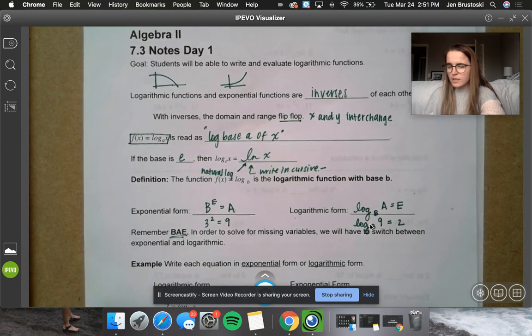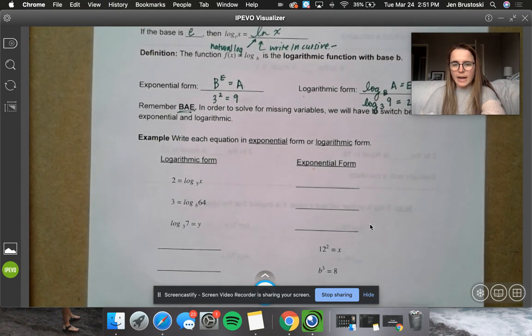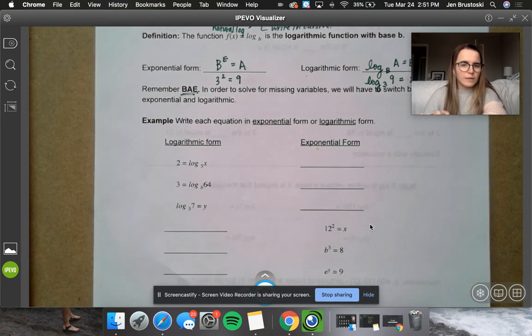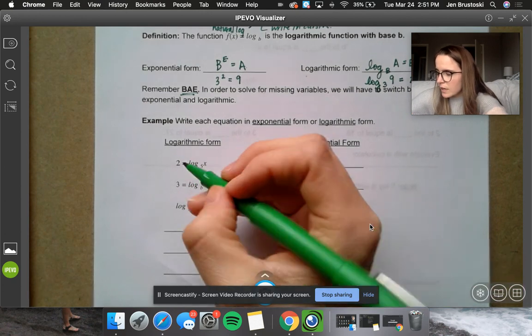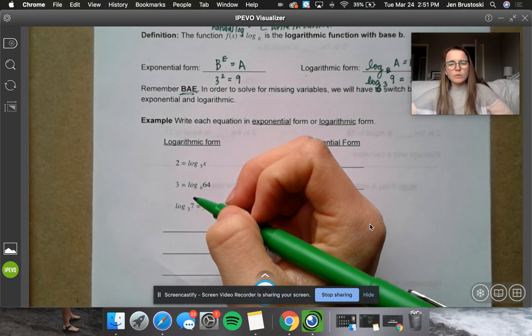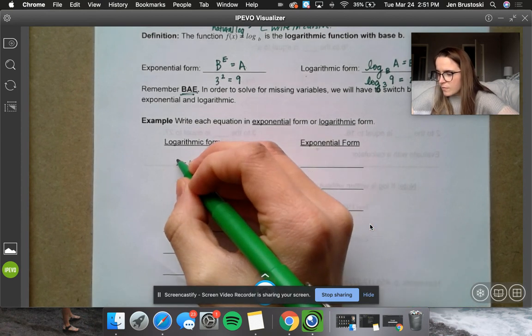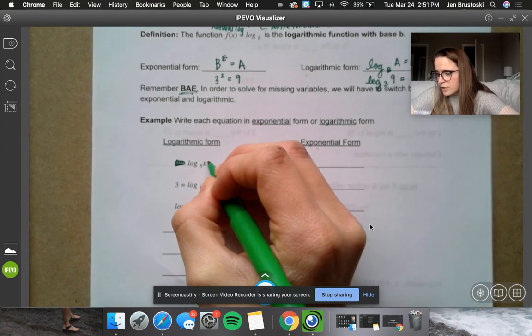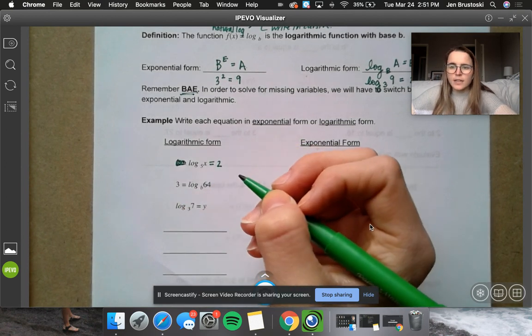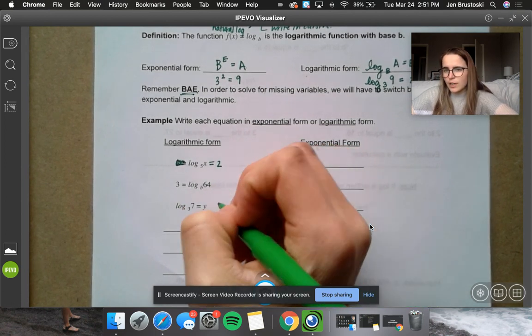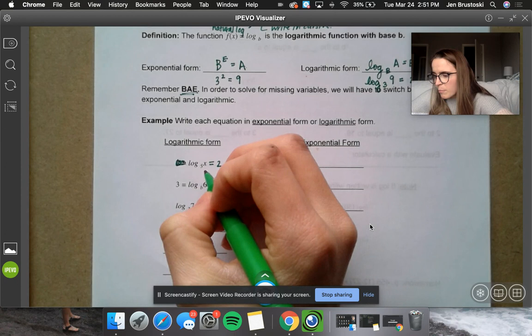Okay, I have a few examples for us to switch back and forth between the two forms. I'm just going to point out here that we have 2 equals. Sometimes we'll have our functions start on the left side, not the right. So what I'm going to do is just scratch that out and move it to the other side. If you're in that situation, that's what I want you to do. Otherwise, it's not in bay form.